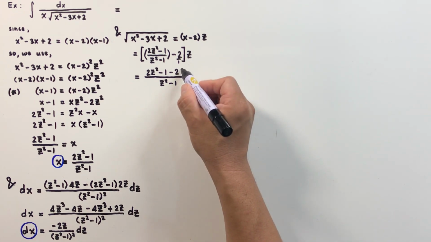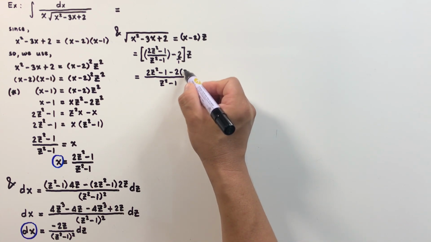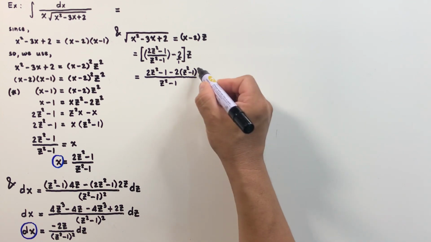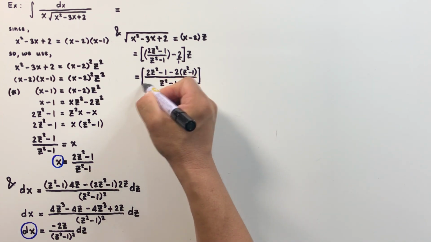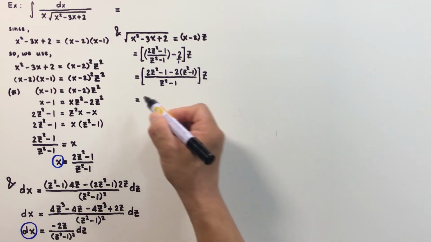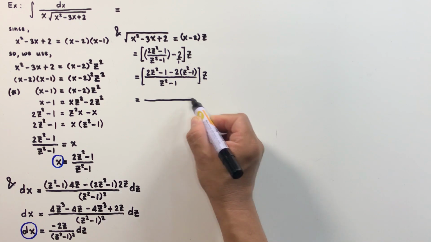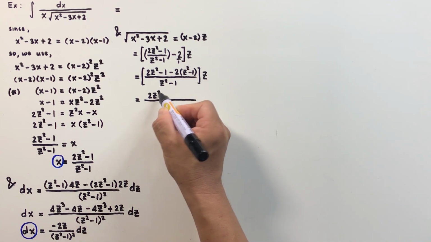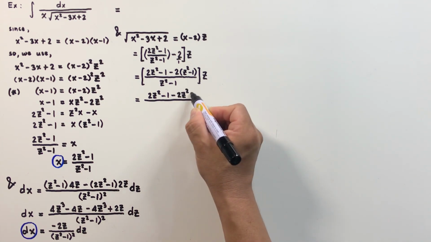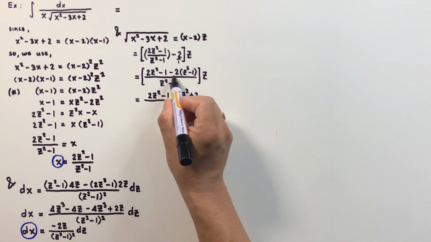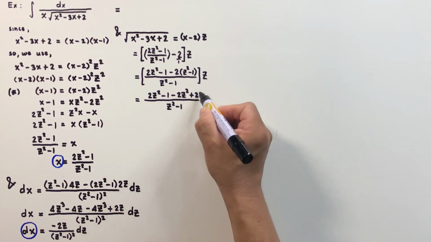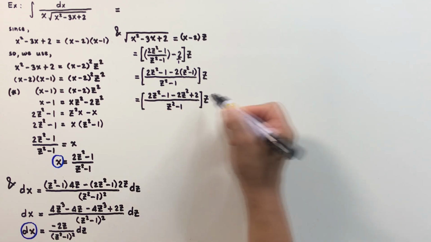And that will be multiplied to the numerator of negative 2, so negative 2 times z squared minus 1. And the whole fraction will be multiplied by z here. So simplifying further, we have this fraction of 2z squared minus 1 minus 2z squared plus 2, if you distribute this negative 2 to this binomial here, and this is divided by z squared minus 1.